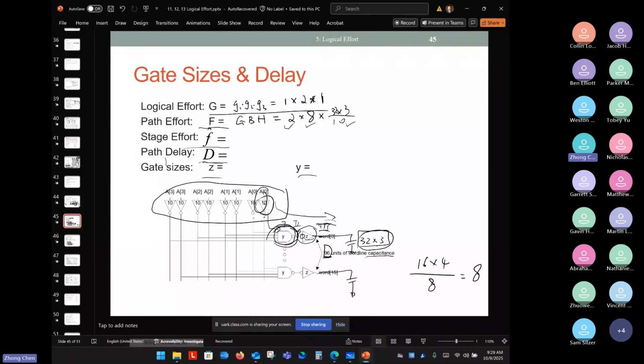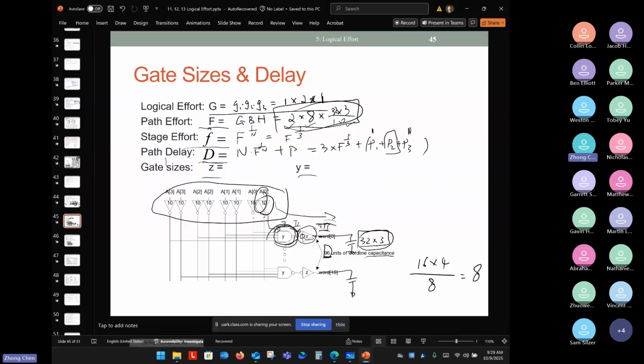So the stage effort, f, is F to the power of 1 over N, where F is the value here and the number of stages in this case is 3. And we should be able to calculate the D value. D is N times F to the power of 1 over N plus the parasitic delay. So N is 3, times F to the 1 over 3, plus P, the total parasitic delay. P1, P2, P3: P1 is 1, P3 is 1, and the P2 value?